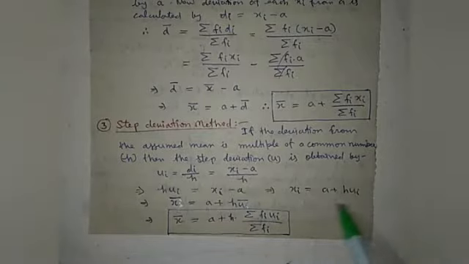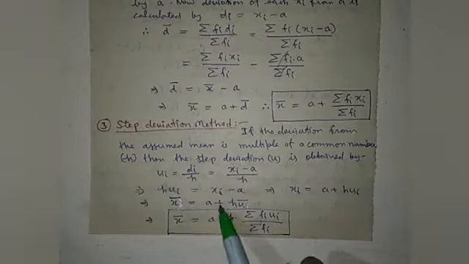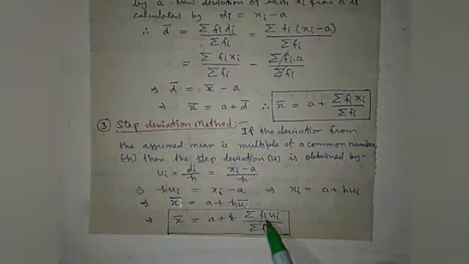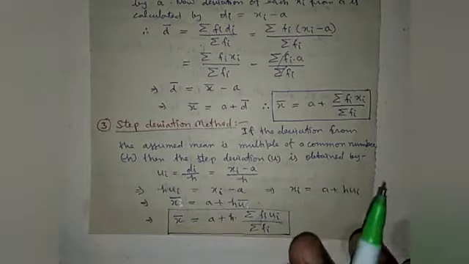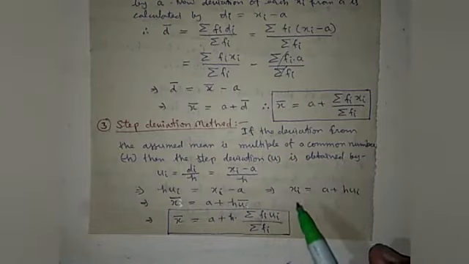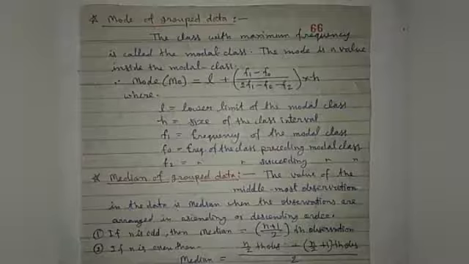Taking the mean, we have x bar equal to a plus h into u bar, that is, x bar equal to a plus h into sigma fi ui divided by sigma fi. This is the third method. All three methods give the same answer for the mean, so you can follow any method.